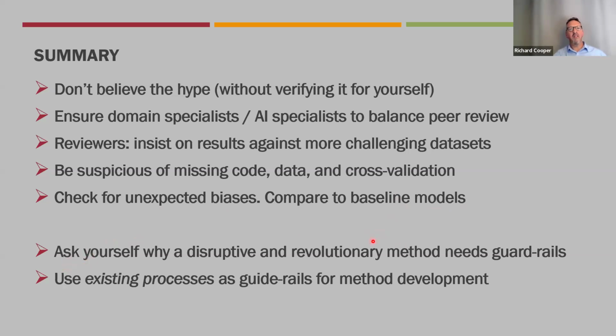And then finally, ask yourself why a revolutionary method needs guardrails. Is it just churning out molecules for us, and then we're left with the problem of virtual screening all those molecules back to a small number? And I think this is key: use existing processes as guide rails for the method development. So build the method around what already happens in the industry or in the lab, and then it's going to fit much more nicely. So we end up with results that we can translate to the lab, rather than results where we say, this molecule looks nice, but no one knows how to make it.